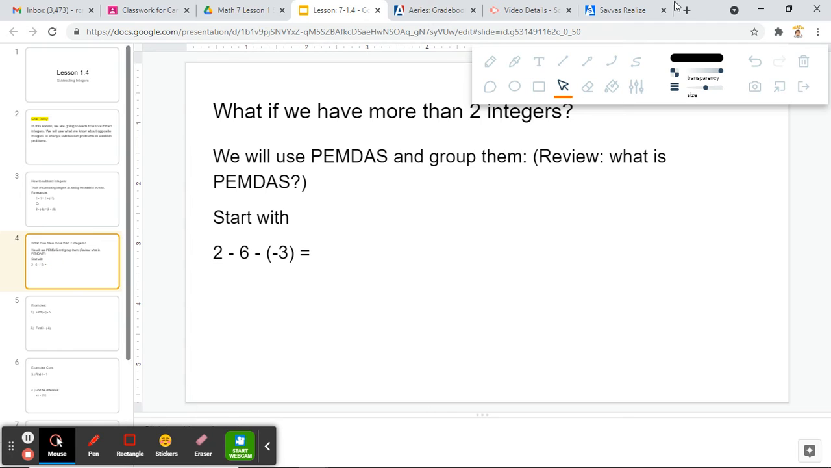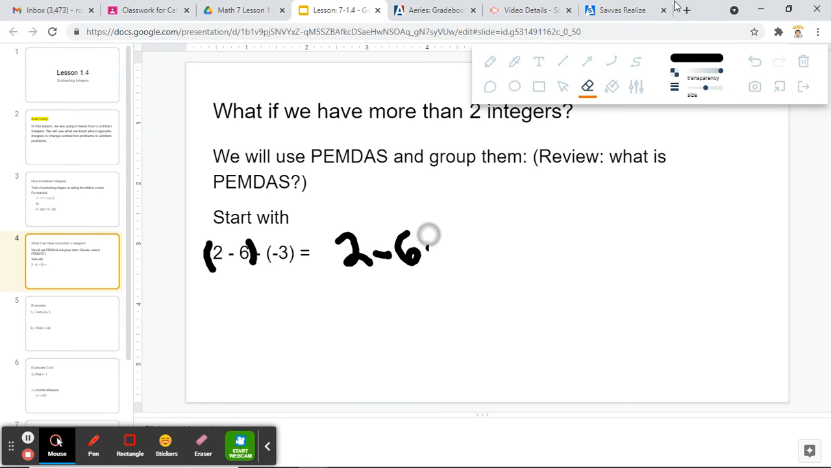All right, so let's go on to another example here. What if we have more than 2 integers? If we have more than 2 integers, we're going to use PEMDAS to group them here. Basically, we're going to work left to right. We're going to start with 2 minus 6.